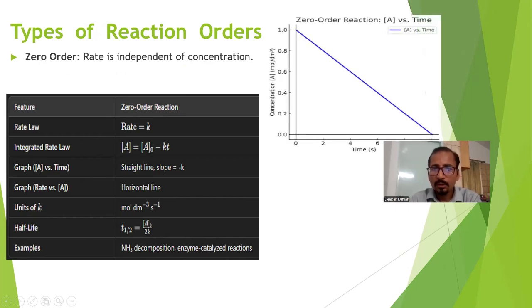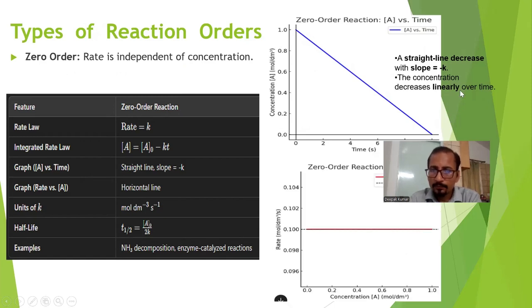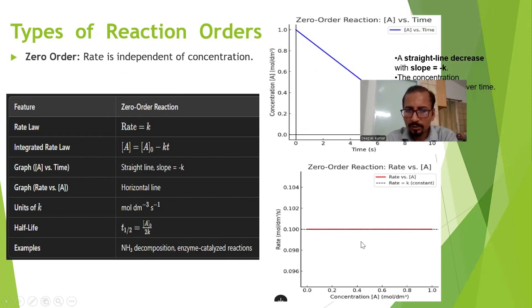In the graph of concentration versus time, it is a straight line that decreases with slope minus k, and the concentration decreases linearly over time. In the second graph, rate versus concentration, the rate remains constant with the change of concentration, and we get a horizontal line here. So by using the experimental data given to us, we'll plot the graph accordingly, and if we get such graphs, then we can easily identify the order of the reaction.